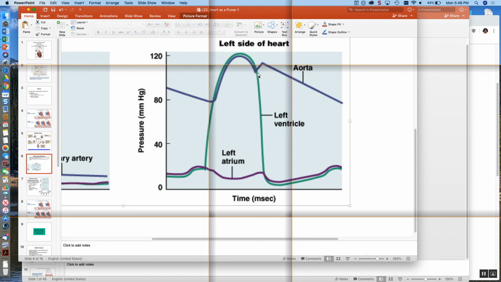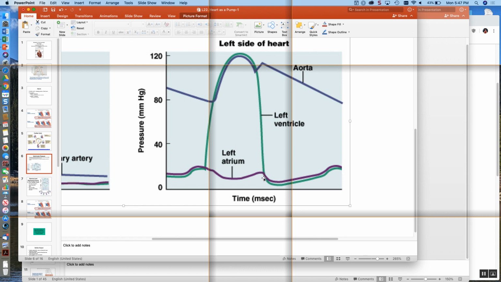That's the dub. Lub is down here, dub is right here. Lub, dub. And then this is an isovolumetric relaxation. So just to make it easy, during the isovolumetric contraction and the isovolumetric relaxation, all valves are shut. No valves are open. It's not until the pressure in the ventricle falls below the pressure in the atrium that the AV valves open up again and you get passive filling.